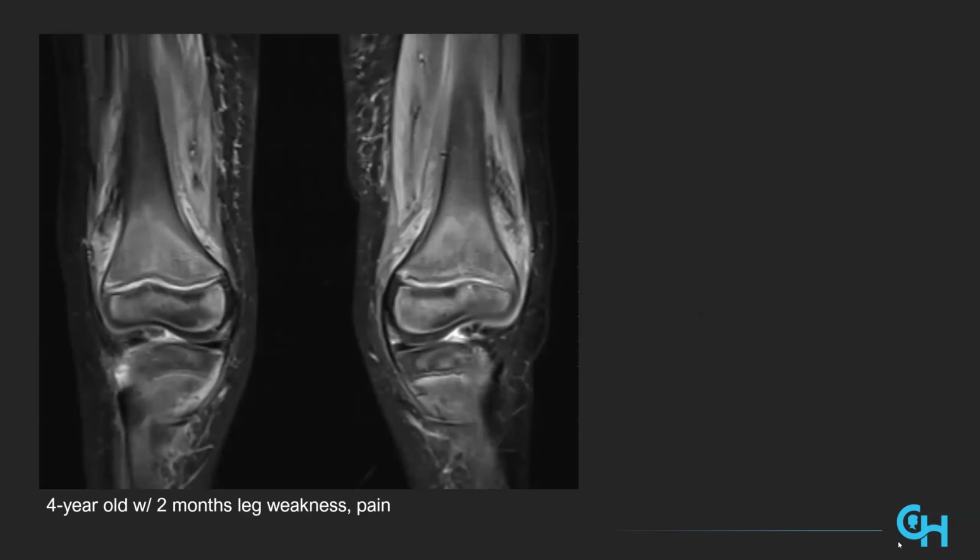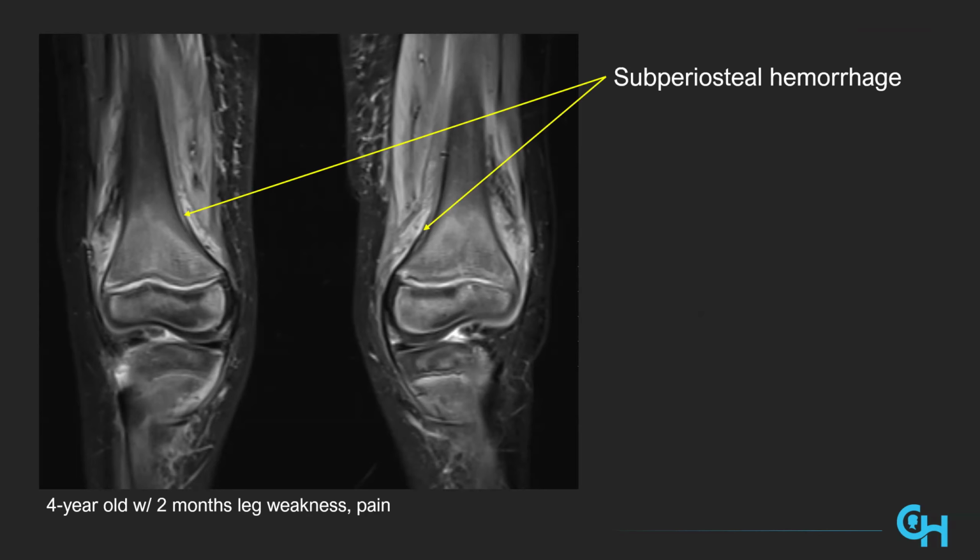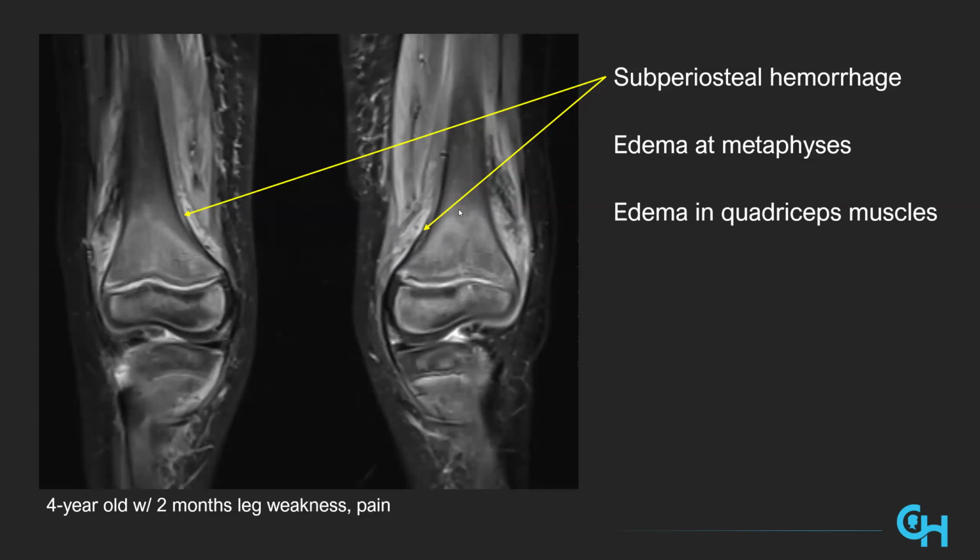To start off, this is a case example of a 4-year-old with 2 months of leg weakness and pain. We're looking at an MRI of the knees, showing several abnormal findings. We see along the femurs that there is hemorrhage under the periosteum. We see that there's also edema, this bright T2 signal in the trabecular bone of the femurs, of the metaphysis. And we also see edema in the muscle too, in the quadricep muscles, this bright signal here.